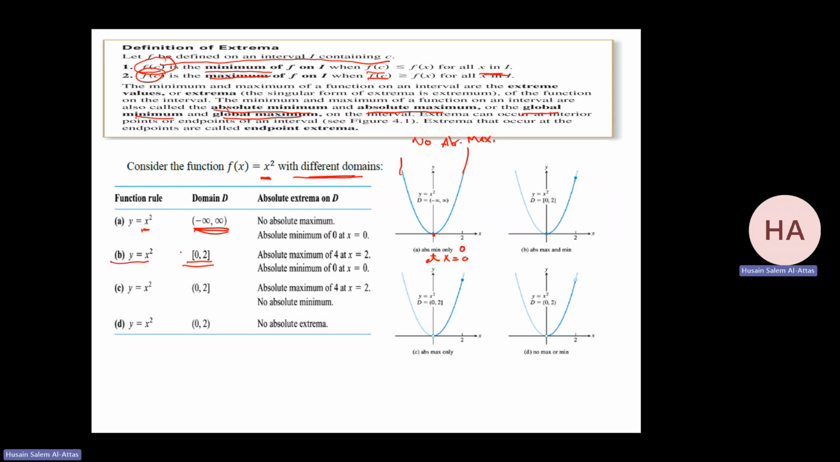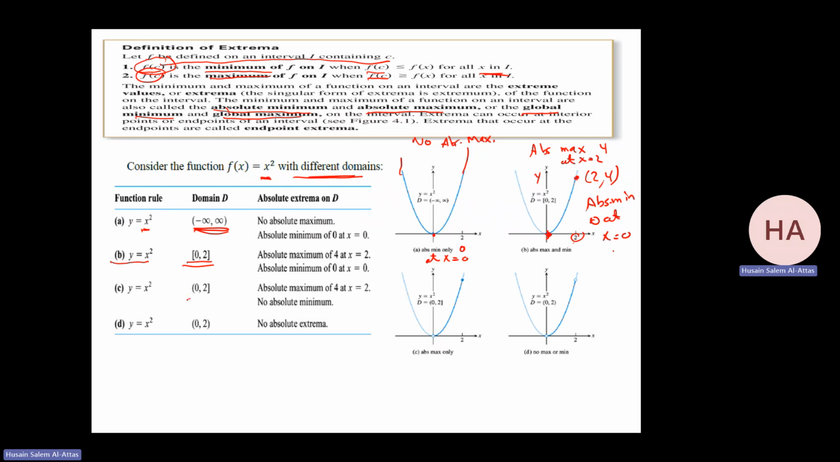Okay, let me take the second case. I have this closed interval between 0 and 2. So we have this value will be the smallest one, and this will be the largest, which is 2 and 4. So what is the absolute maximum? It's 4 at x equals 2. So the y value, which is 4 at x equals 2. And what is the absolute minimum? It will be 0 at x equals 0. Do we have them? Yes, because this is defined, everything is okay.